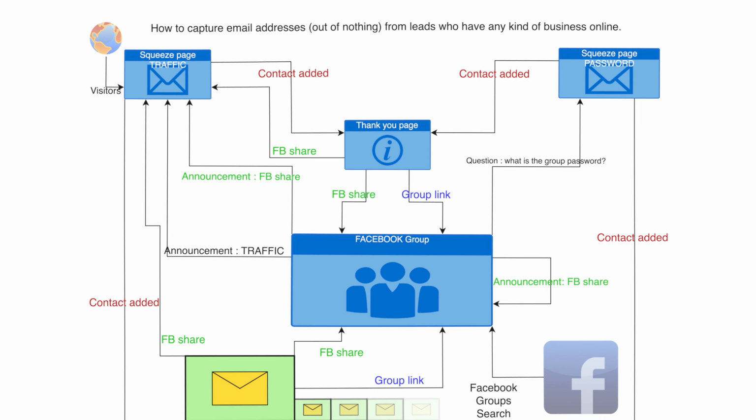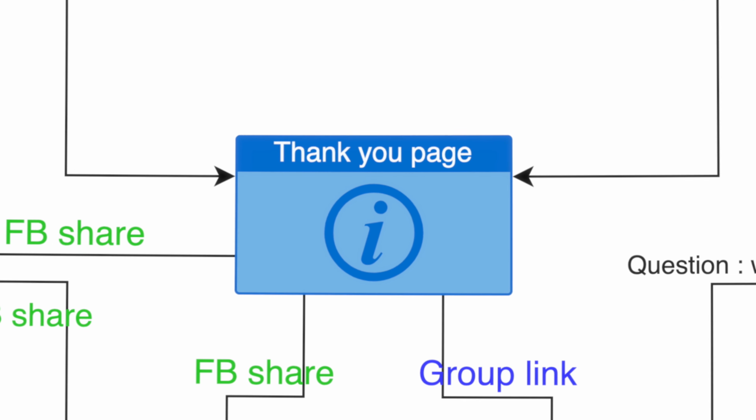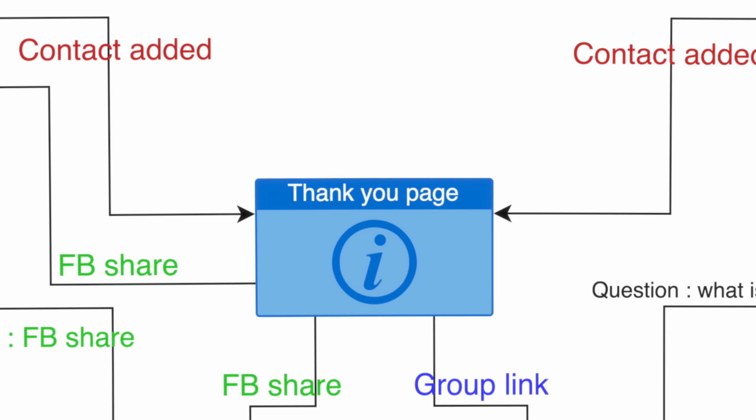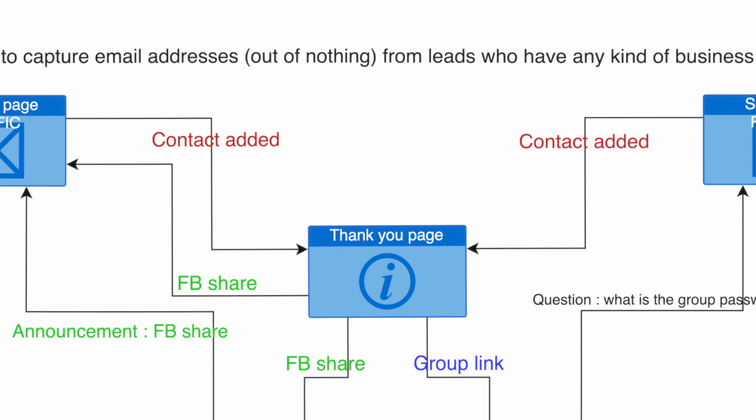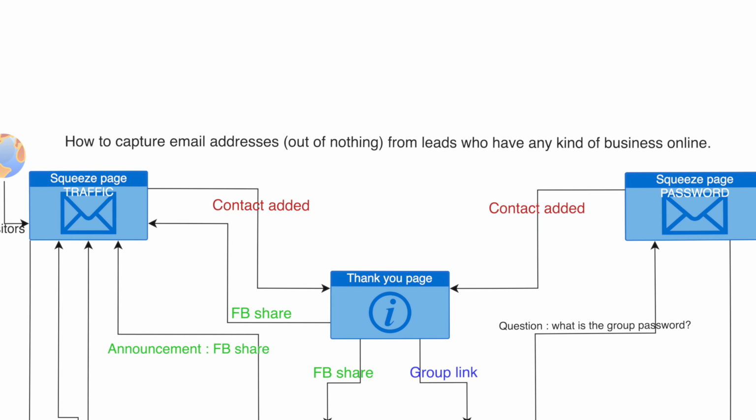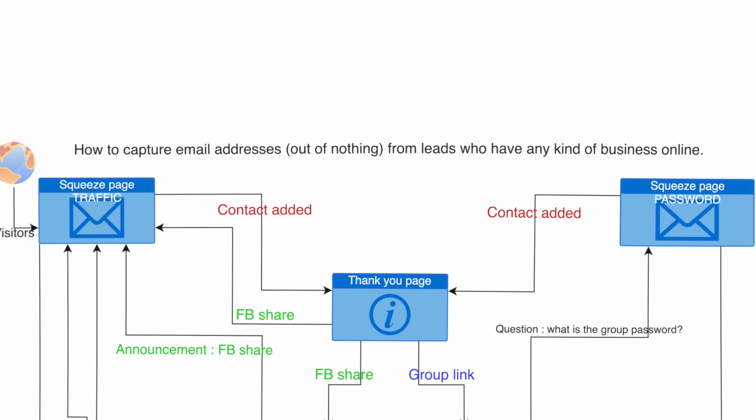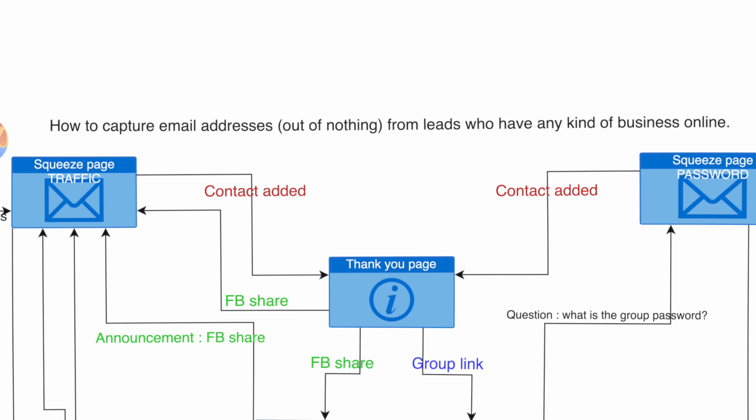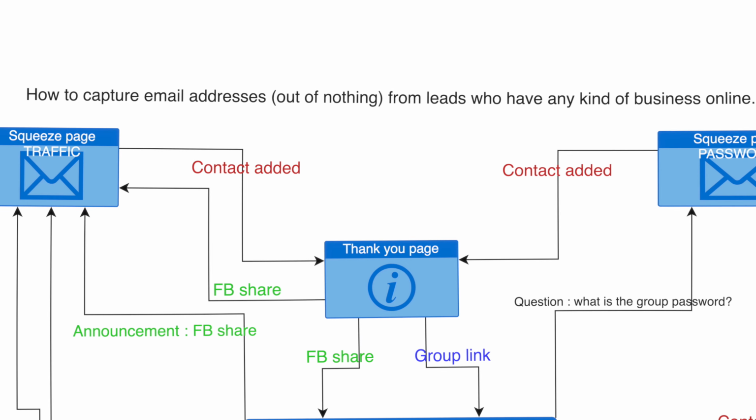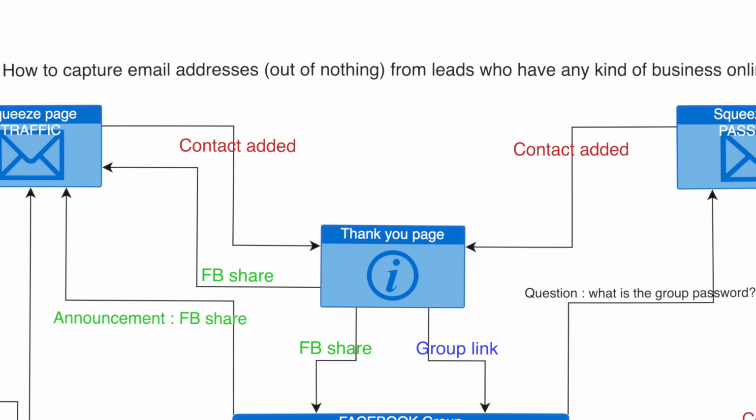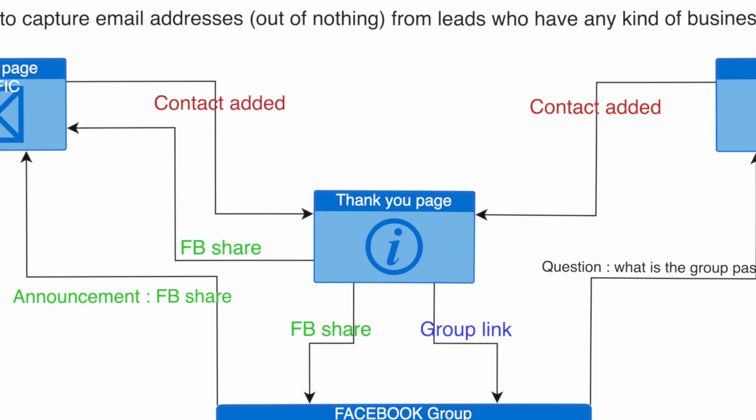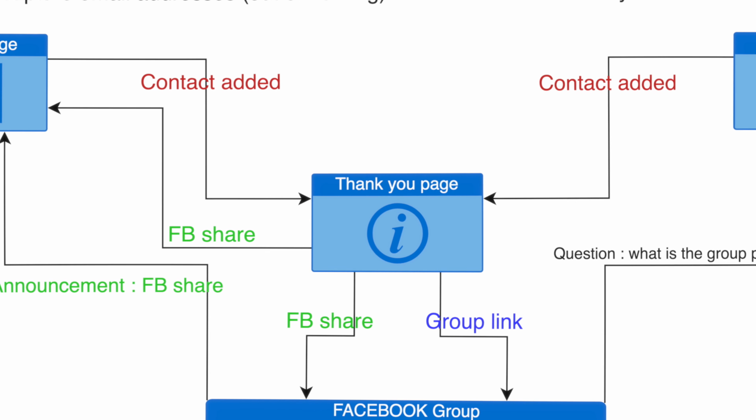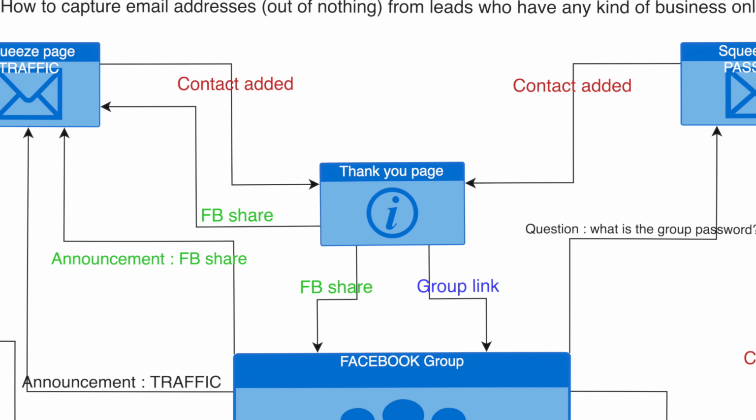And then finally, the last element is the thank you page. On this thank you page, you will show the password, and you will have also other links from the 6 links that I talked about before. So this thank you page is a page shown only by the traffic squeeze page and the password squeeze page. After people have entered their email, they come to this thank you page, and then after they can go, we will see it later, they can go to the Facebook group and share all your other elements.